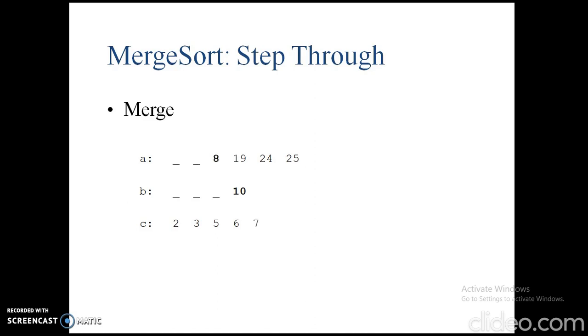7 is compared to 10, 7 is copied. Similarly, 8 is compared with 10, 8 is copied. 19 is compared to 10, and 10 has been copied to the array C. We can now see that the second array, the sub-array, has been exhausted. That means the B array does not contain any more elements for comparison.